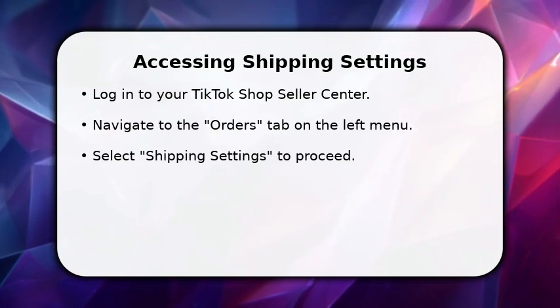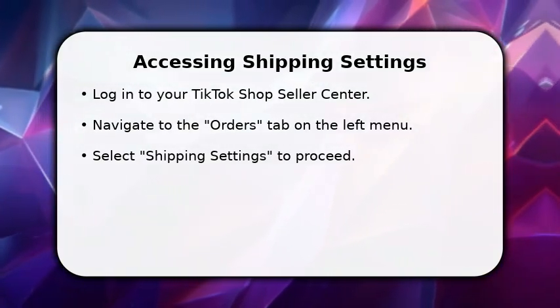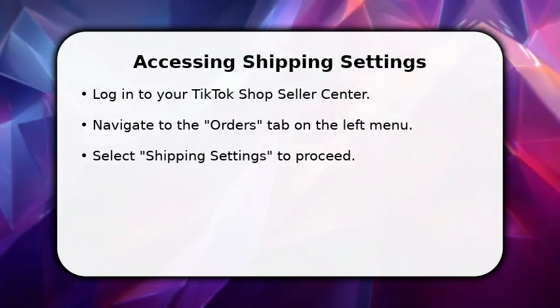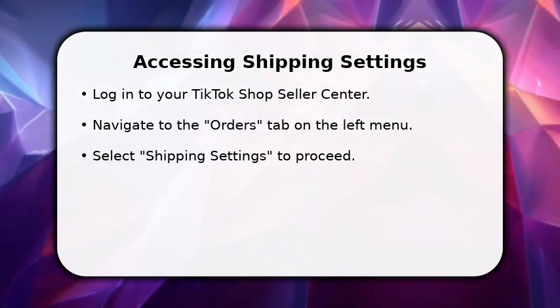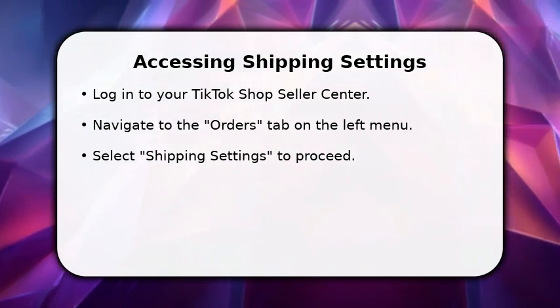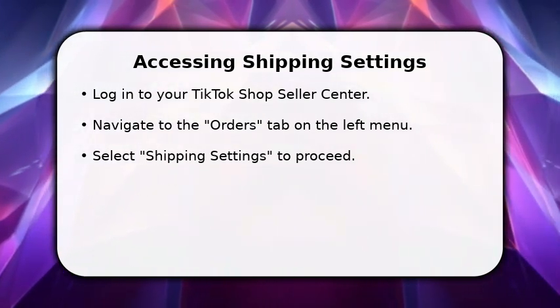In this video, I will explain how to set up a shipping template on TikTok Shop. First, you will need to log into your TikTok Shop Seller Center. Once logged in, look for the Orders tab on the left-hand menu. Click on Orders, then select Shipping Settings to access the Shipping Configuration area. This is where you begin customizing your delivery options for customers.